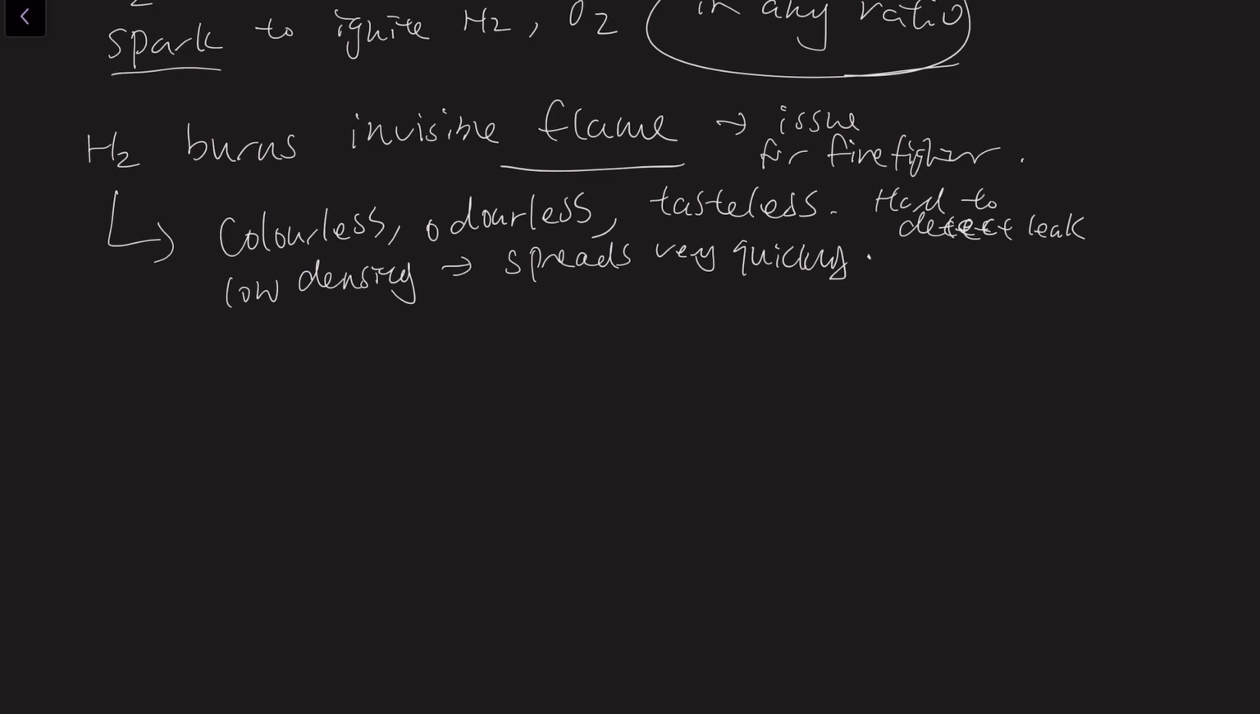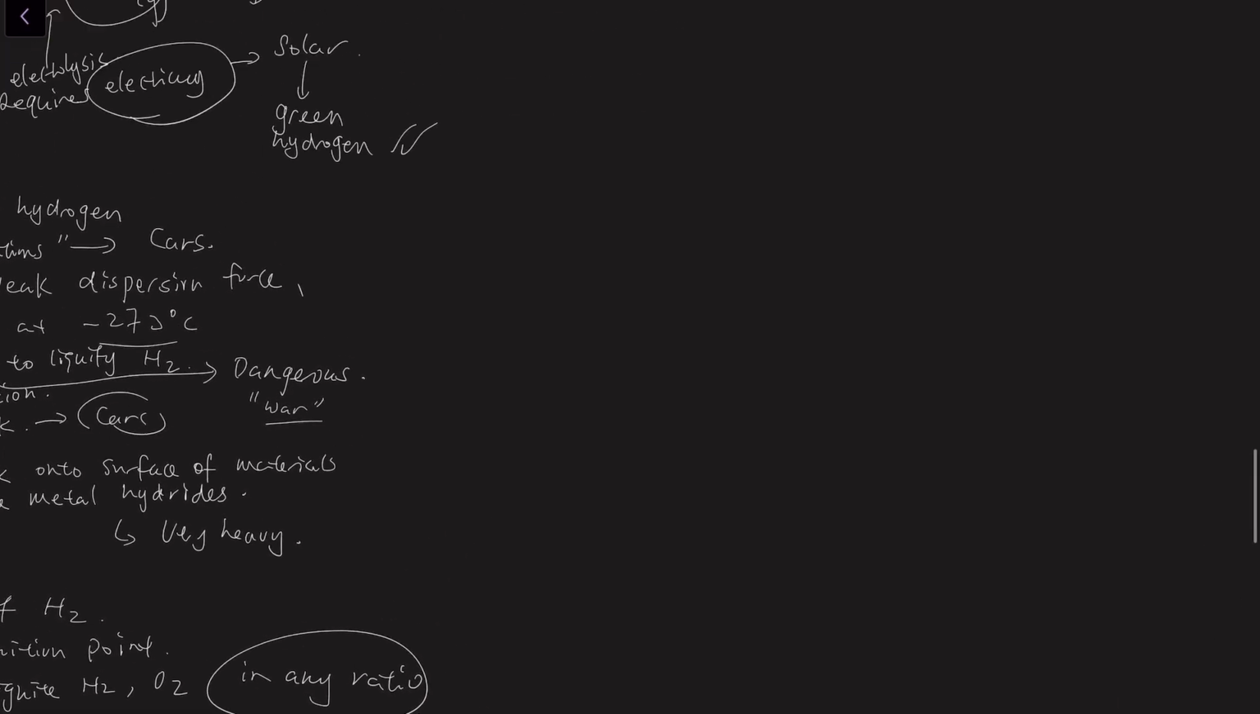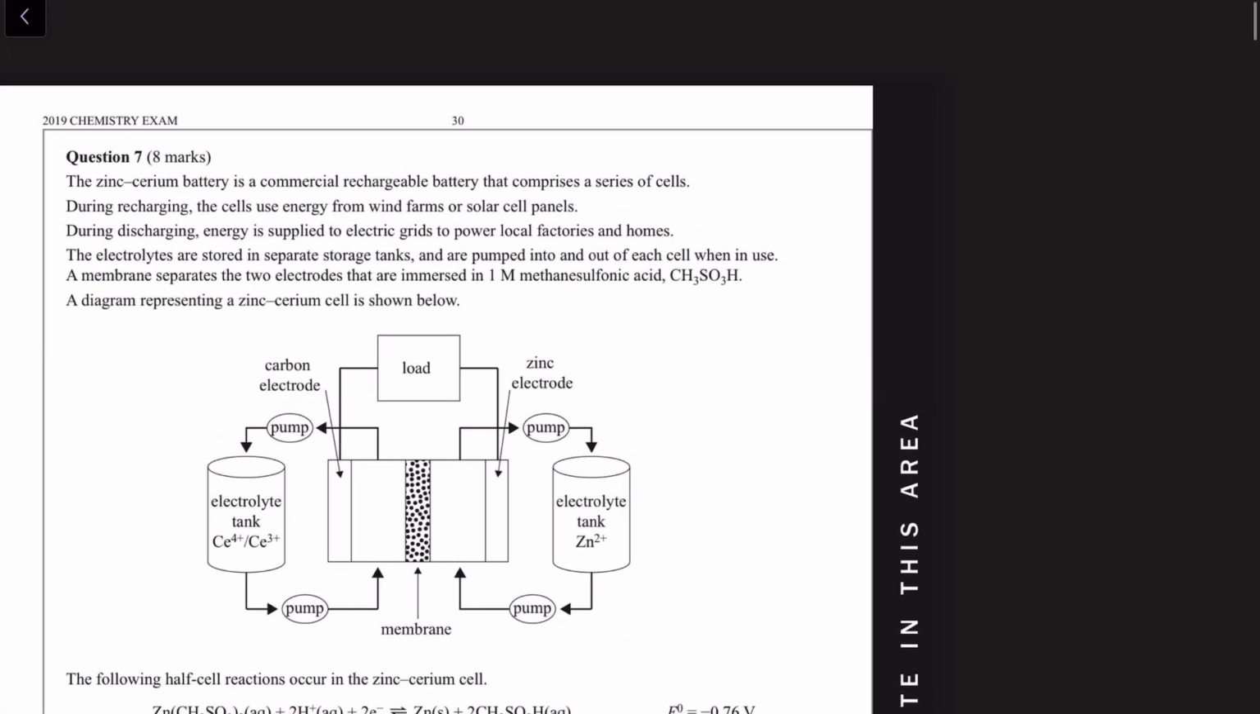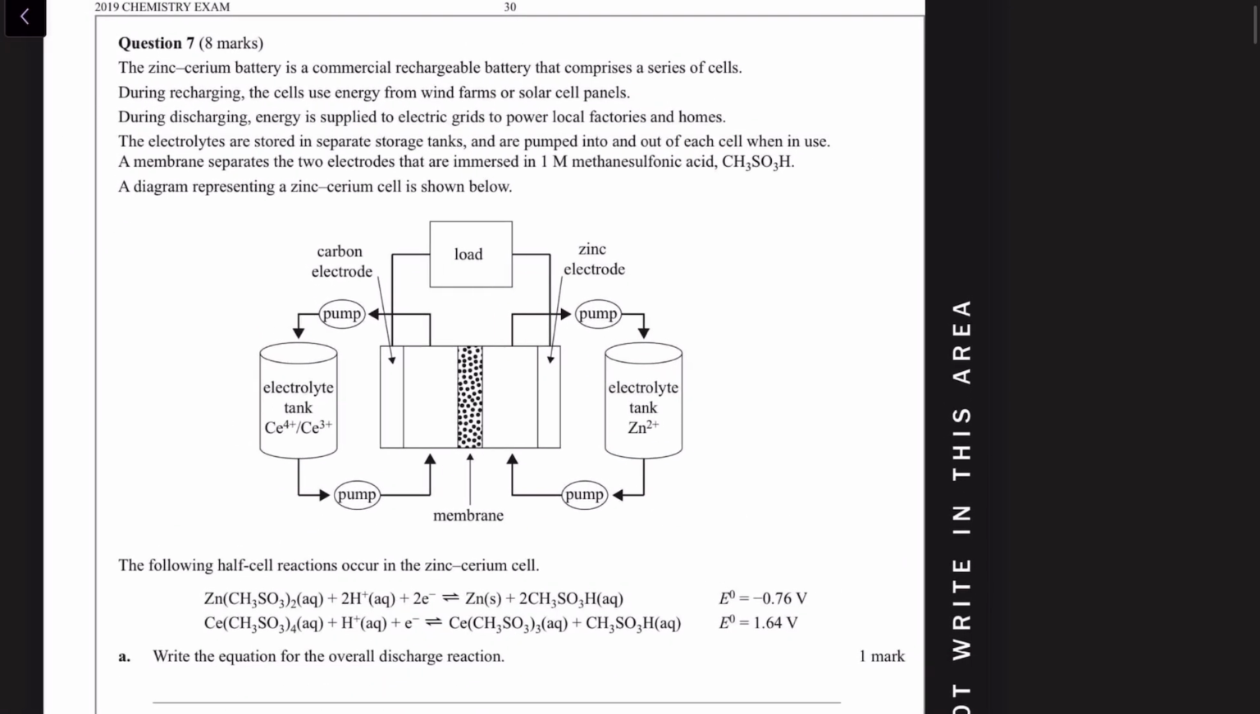So now let's go to do an actual exam question. This is taken from the 2019 chemistry exam, and this question is very poorly done. So that's why I want to do this with you. I think it shows you how those types of questions relating to fuel cells and galvanic cells are assessed in the chemistry exam.